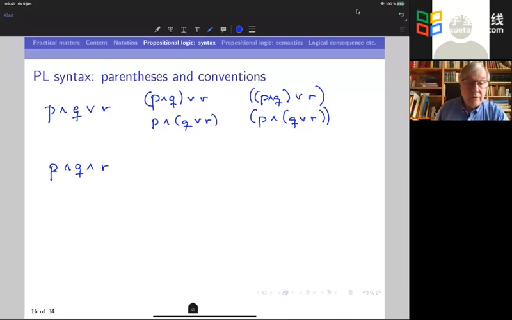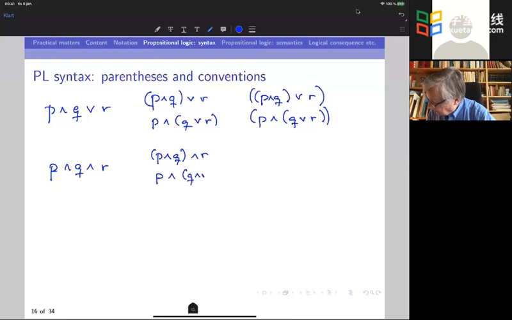P and Q and R. That again is not strictly speaking well formed. And again, you could put parentheses in 2 ways. You could write (P and Q) and R, or you could write P and (Q and R). So writing without parentheses is syntactically ambiguous, but this time it's not semantically ambiguous because these 2 formulas have exactly the same truth conditions, as you probably know and as we'll see.